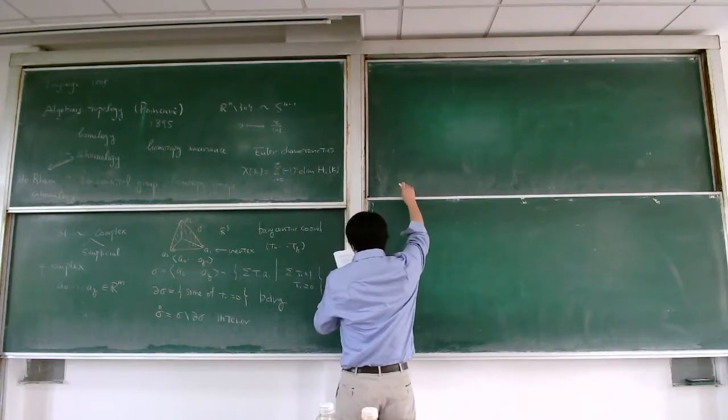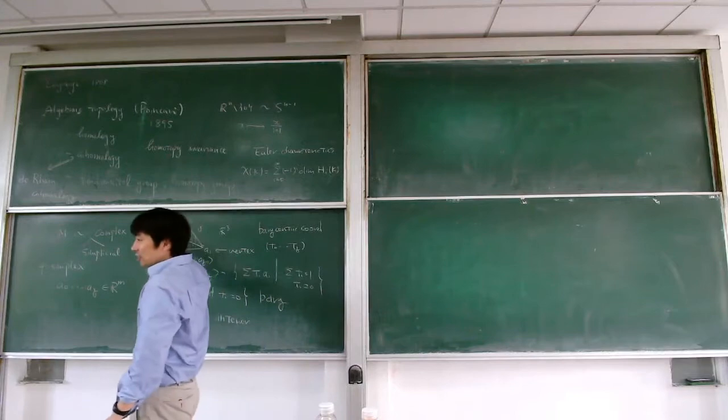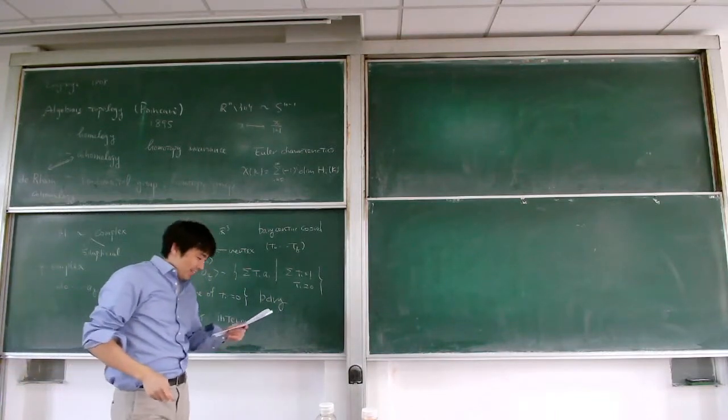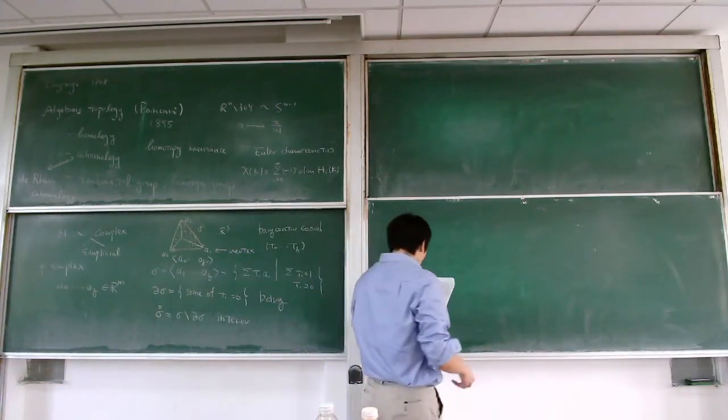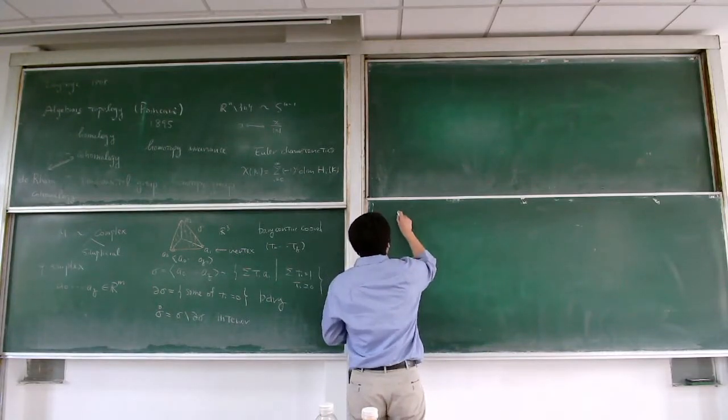Then we will introduce the so-called simplicial complex. The complex is just made of simplices, a bunch of simplices. So, simplicial complex.